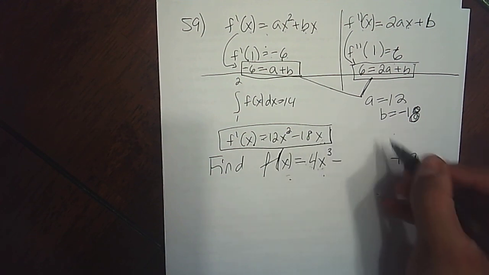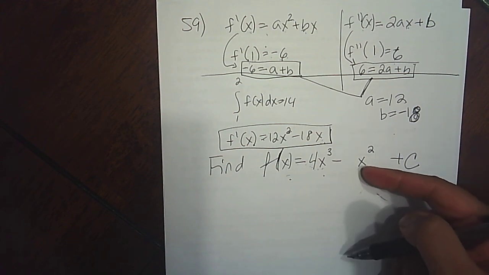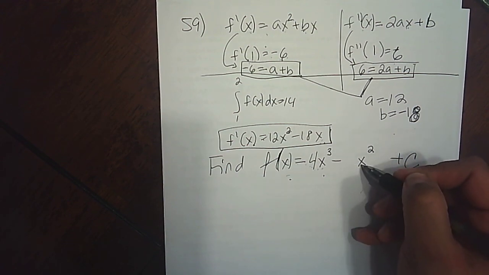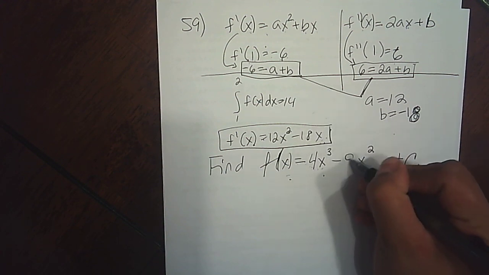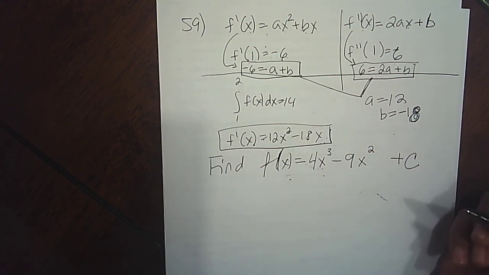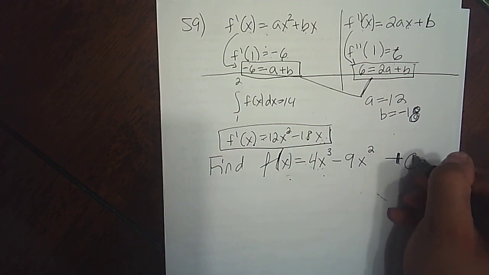Okay, if this is a linear, it's going to be a quadratic. Obviously, this is not it, because this is going to produce a 2x. I don't want a 2x. I want an 18x. So a 9 would take me to the 18, and there's the plus c.